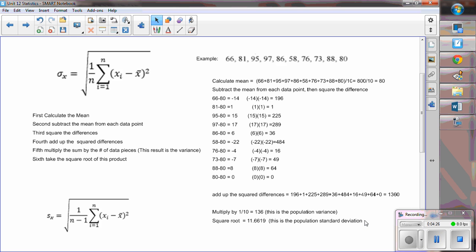Oh, I forgot a parenthesis. One goes right there. I know it's supposed to go there. Sorry if it drives you nuts.